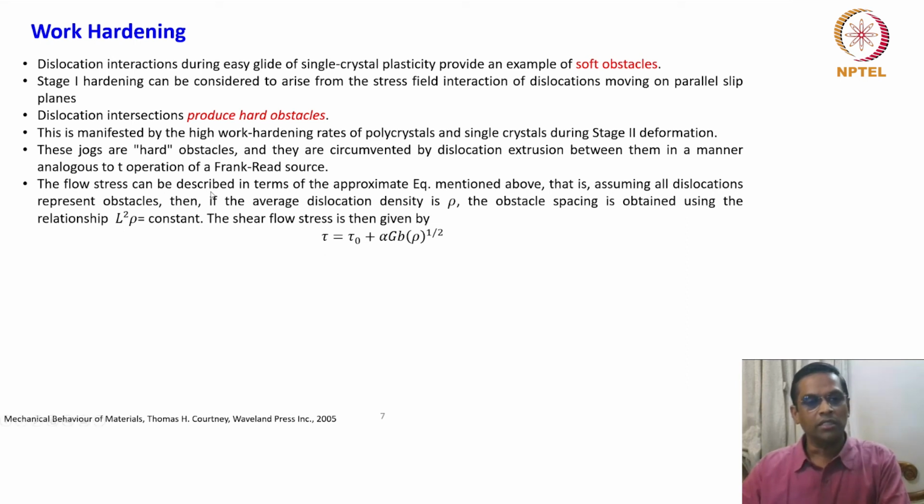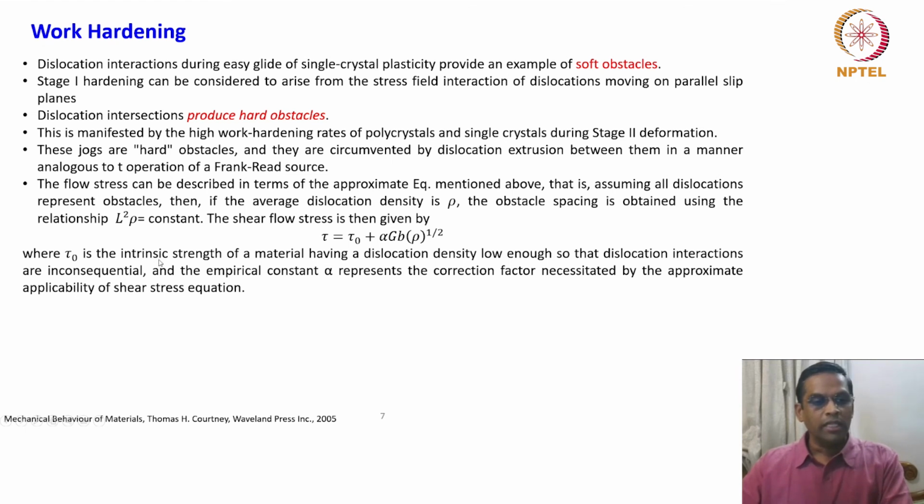The flow stress can be described in terms of the approximate equation mentioned above, assuming the dislocation relationship that L square times rho is equal to a constant. The shear flow stress is then given by tau is equal to tau naught plus alpha Gb times rho to the power half. So this is one important flow stress equation in terms of dislocation density. We know what tau naught is. Tau naught is the frictional stress. We have already seen that.